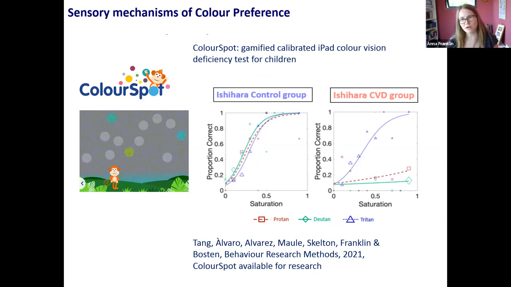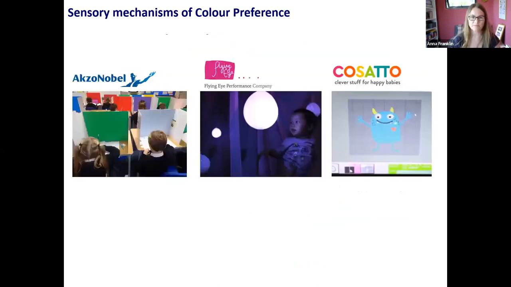So our goal is that parents and teachers will be able to download this app and actually identify whether their child is colourblind. And that's needed because a lot of countries across the world no longer have school screening programs for colour blindness. So it's a very underdiagnosed condition.